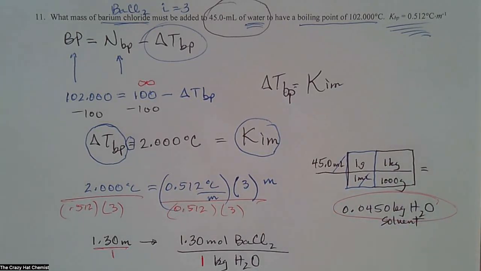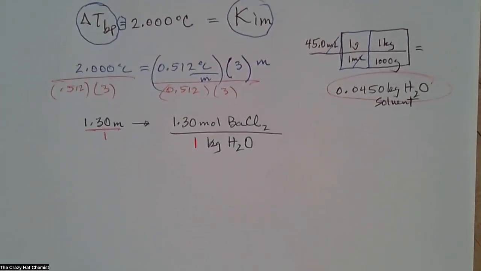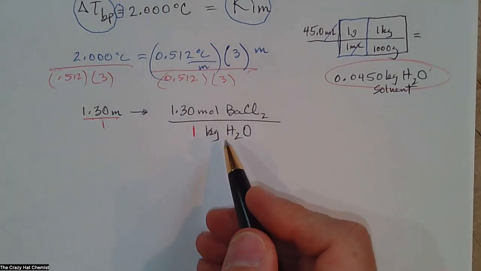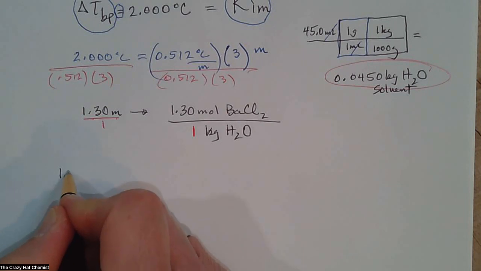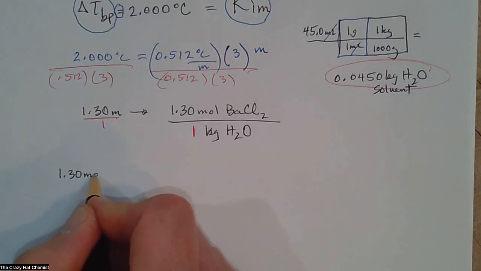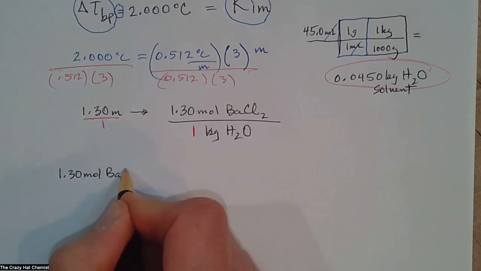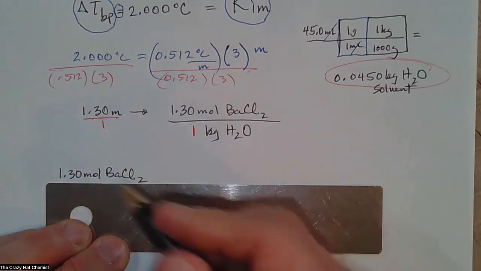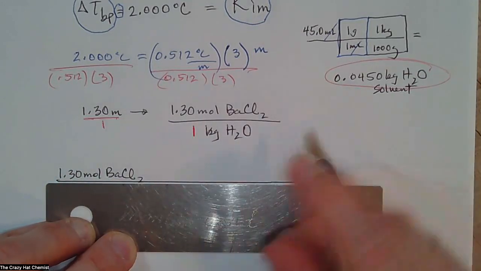Okay. Now what we're going to do is slide this up. Ultimately, what we're trying to get is the mass of the solute, which is the barium chloride. I'm going to slide this on up right over here and use this concept. I have 1.30 moles of BaCl2, and this is really a stoichiometry problem at this point.